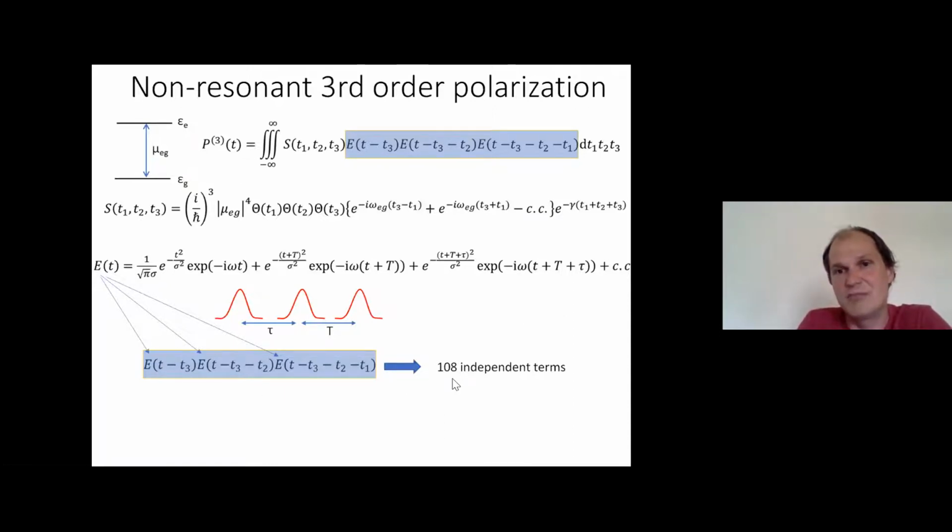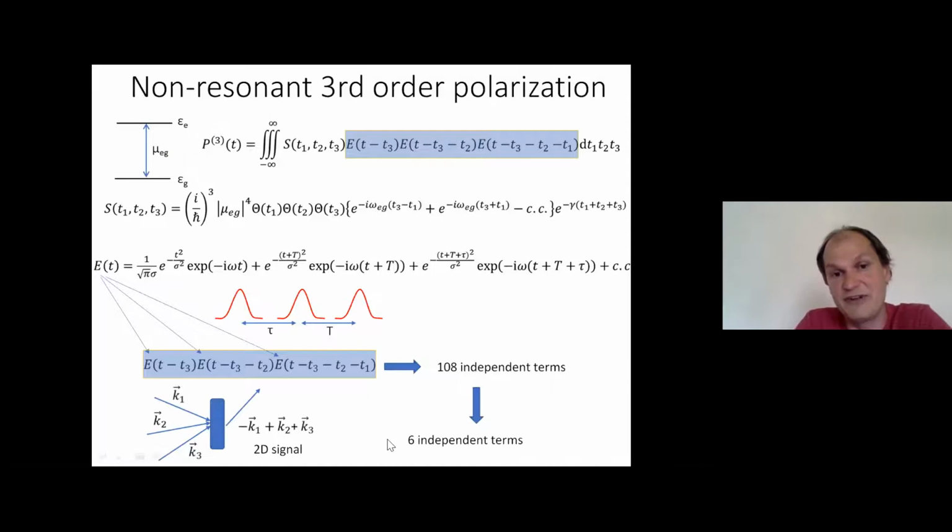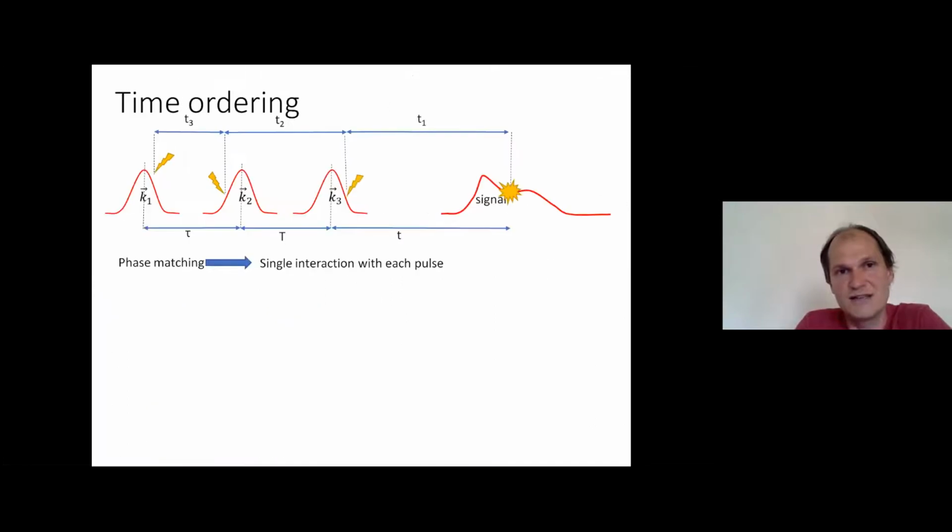It's quite a lot. But luckily enough, we can use, for example, phase matching to get only the desired signal. For 2D, it would be this direction. And we are left with 6 independent terms and another 6 complex conjugate ones. We have to be a little bit more careful when we have finite pulses like this, because it's not so easy. So let's take a look at how it actually goes.